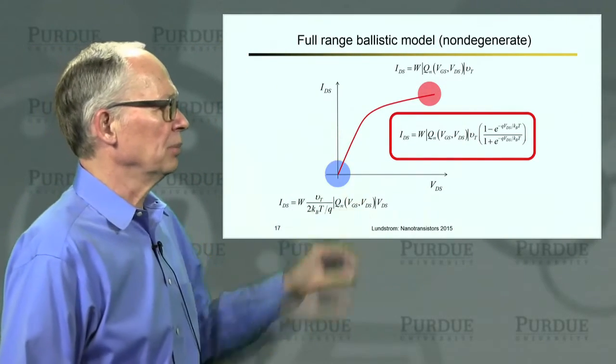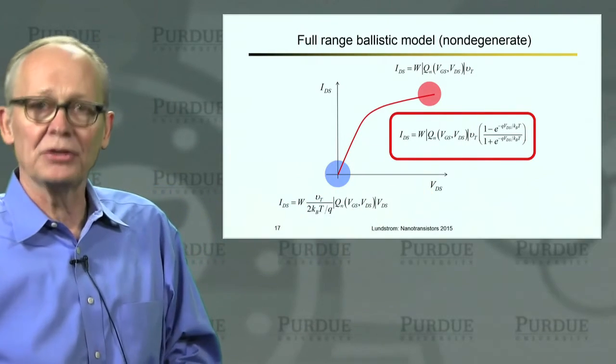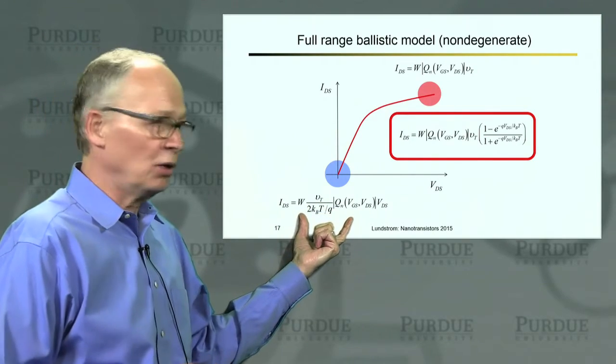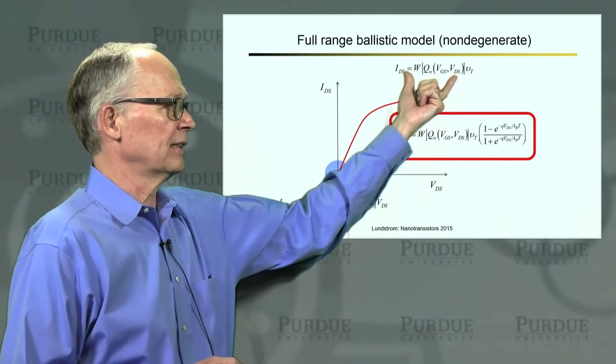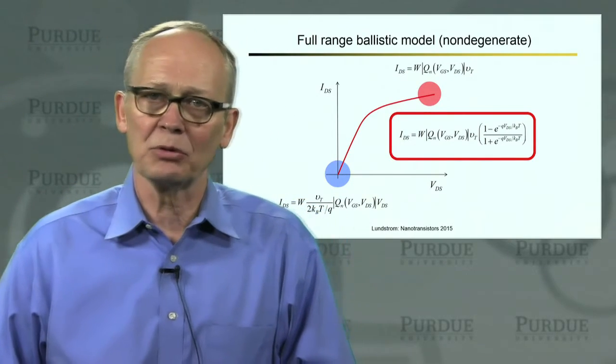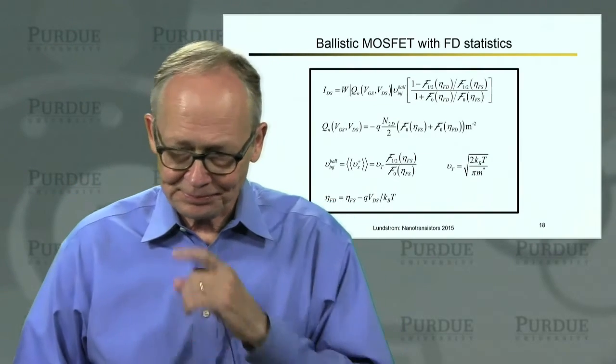So here is our complete model. Here is our model that's valid for any drain to source or gate to source voltage. Here is how it simplifies for small drain to source voltage. Here is how it simplifies for large drain to source voltage. So we have our full range IV characteristic of the ballistic MOSFET.